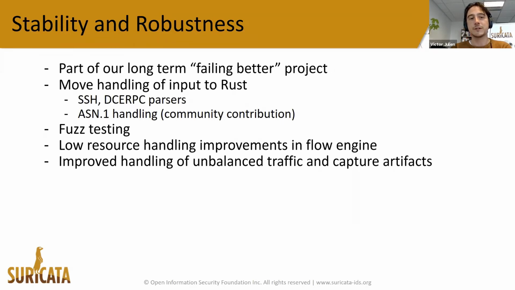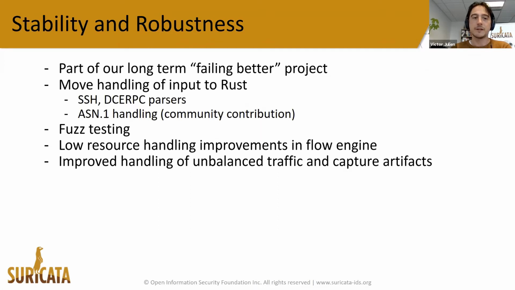One of the major things that we have been doing for the last couple of years is to move more decoding and parsing to Rust, because this in general leads to more robust code and also has more predictable failure modes. So this is one of the important steps that we're taking. Another one that's really new in this release cycle, release 6, is the fuzz testing, and I'll go into that a little bit more in a minute.